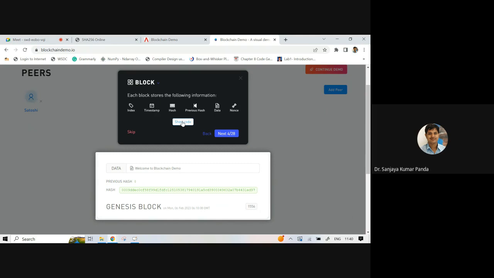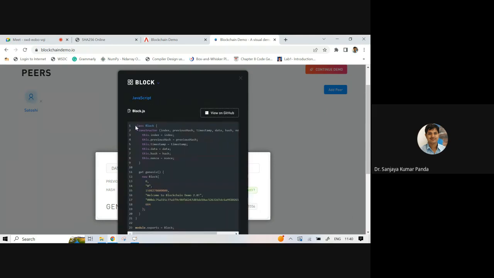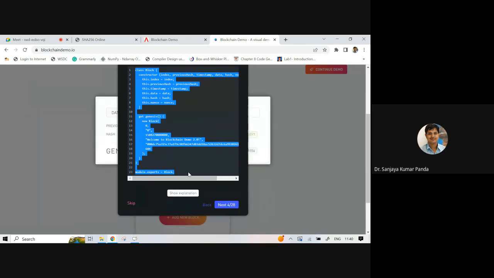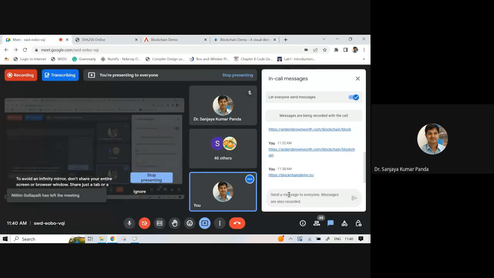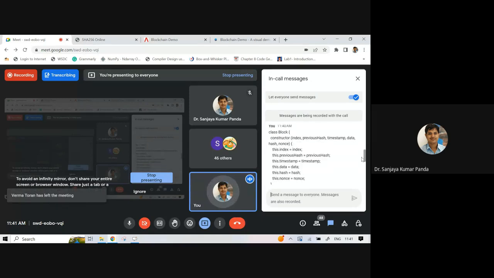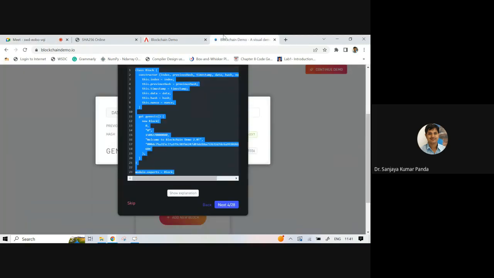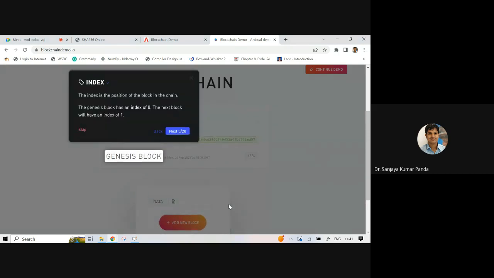If you want the code, you can simply click here, show code. I'll paste this code here. This is a simple code that you can use when you want to write a simple program in any programming language. Here we have declared a class called block, and through that class they have mentioned the index, previous hash, timestamp, data, hash, and nonce. The index is the position of the block in the chain. In the Genesis block the index is 0, and the next block has index 1.